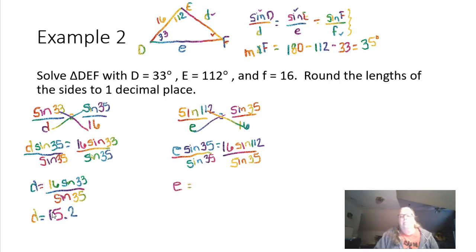So side E is going to be equal to 16 times the sine of 112 divided by the sine of 35. All right, and let's see what the calculator says. If we round this to 1 decimal place, I'm getting 25.9. All right, so our triangle is solved. We now know side D and angle D, side E and angle E, and side F and angle F.